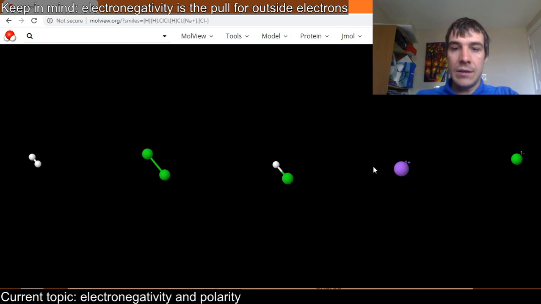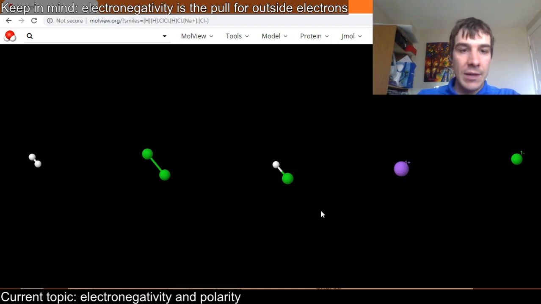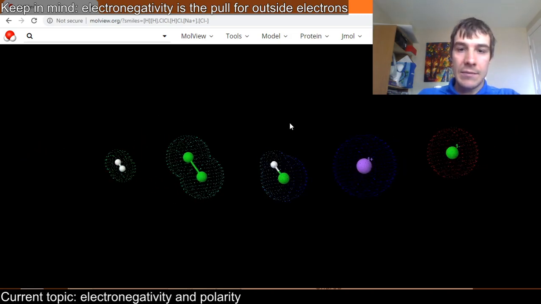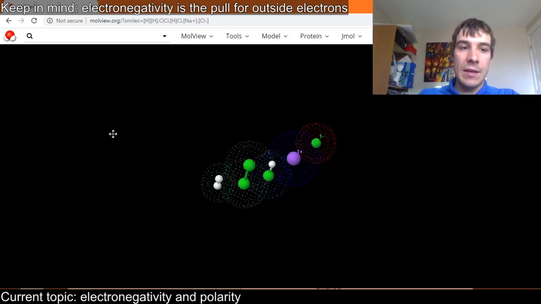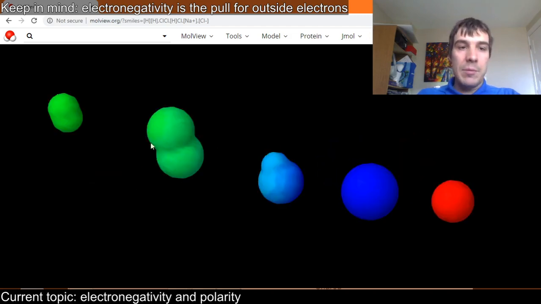I guess it doesn't want to. That's okay. What we can do instead is hit this, which is surface opaque. And what it'll give us is this kind of cool 3D cloud. Look at these atoms. What you can see is this is just kind of a lump. It kind of looks like a lumpy potato. This looks like a bigger lumpy potato.